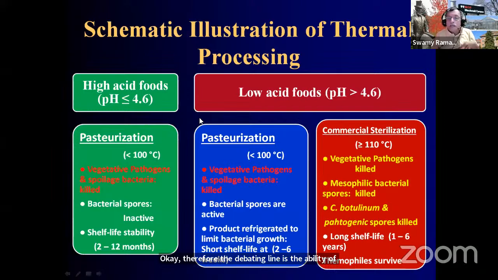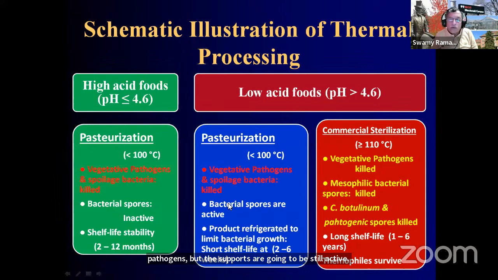All that we need to do is kill vegetative pathogens, which can be done at temperatures below 100 degrees. That's where pasteurization is aimed, at killing only vegetative bacteria like E. coli, Listeria, Salmonella, etc. They're all killed under pasteurization conditions. Bacterial spores are inactive, and therefore pasteurization conditions themselves can create extended shelf life. For example, with fruit-based products, where pH is low, just pasteurization can make them stable. But for low acid products, that is not the case. We can still do pasteurization to kill vegetative pathogens, but the spores are still going to be active.